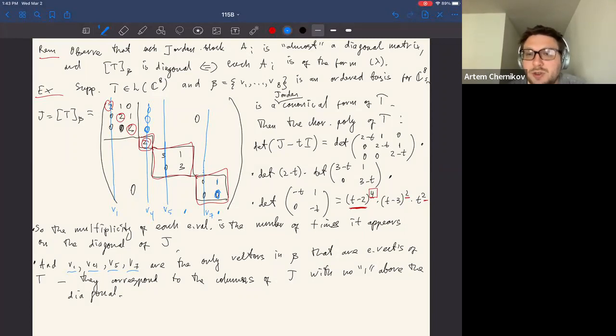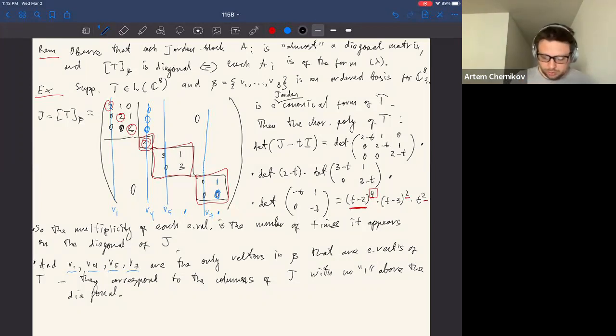Okay, so we notice this simple correspondence in the picture: the vectors in the basis which are eigenvectors appear in the columns with no 1 above the diagonal. And as we will see later, this is not a coincidence. The idea is that the example illustrates some of the things which are special for the Jordan canonical form. These two observations are in fact not coincidental, and they are true in general for Jordan canonical forms.